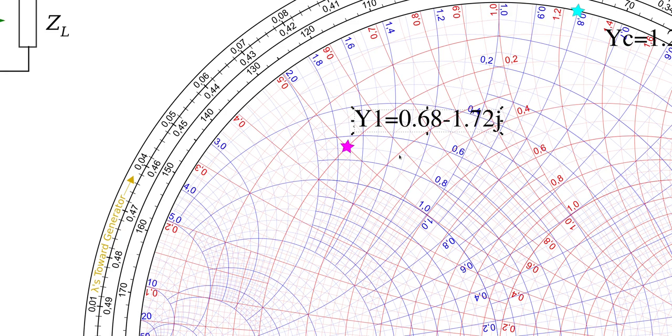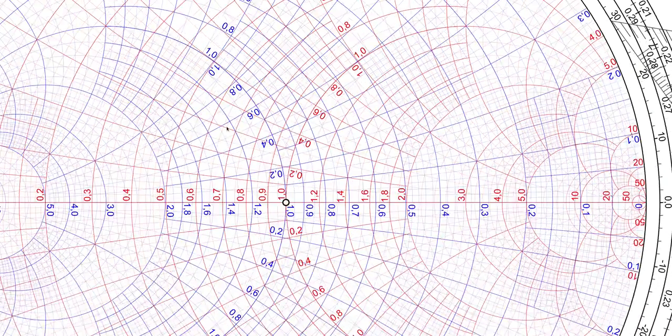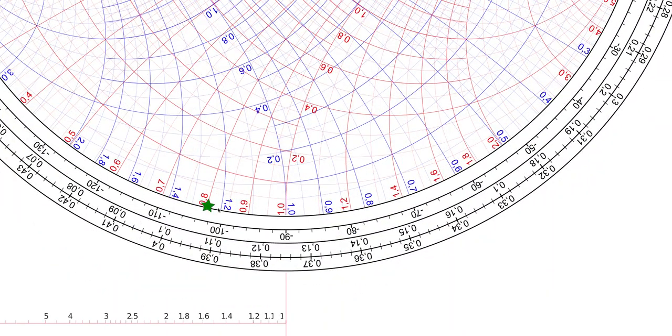So we have the real part, the circle, it's 0.68. The imaginary part is a little bit more than 1.7, which is this line, so it's 1.72. Okay, that's how we find the value for the load and the value for the admittance chart.